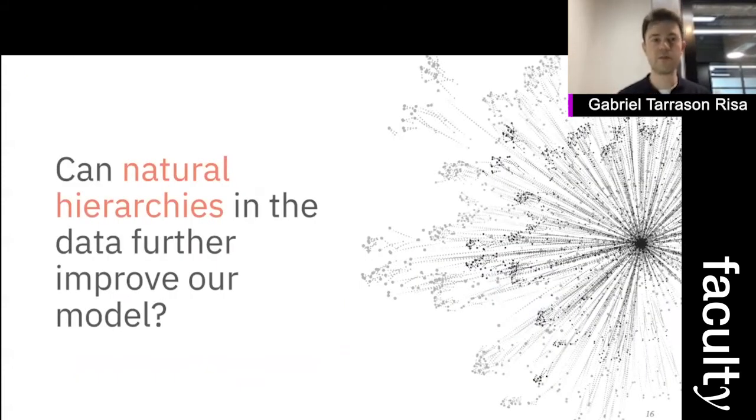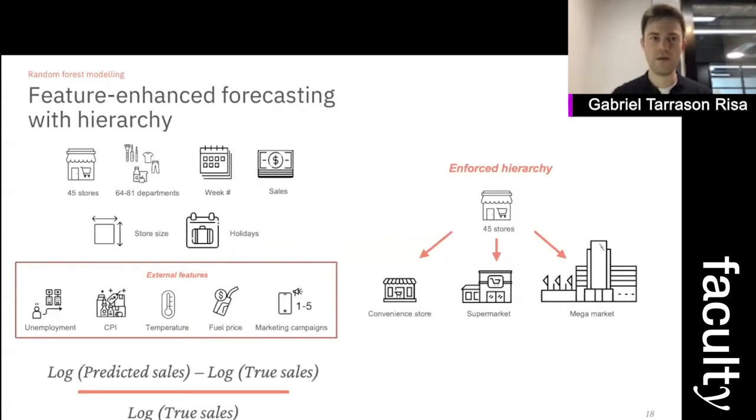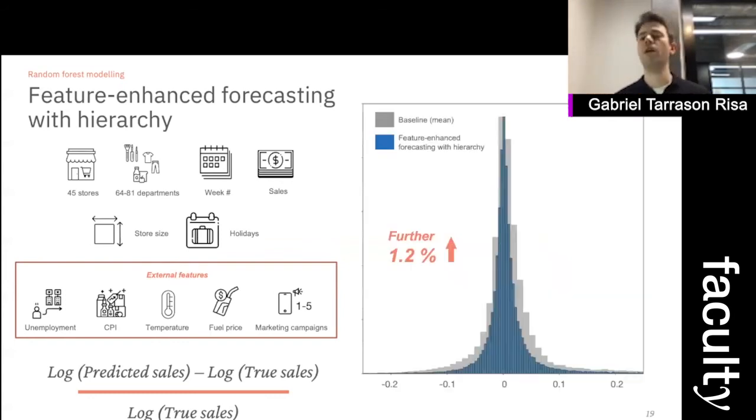Leading then to our next question: can natural hierarchies in the data further improve our model? By natural hierarchies, I'm referring to the fact that these 45 stores map onto 3 types: convenience stores, supermarkets, and mega markets. If you take the feature-enhanced forecasting model using the random forest, and apply it only to convenience stores, and separately also to the supermarkets and mega markets, then we can get a further improvement of 1.2%.